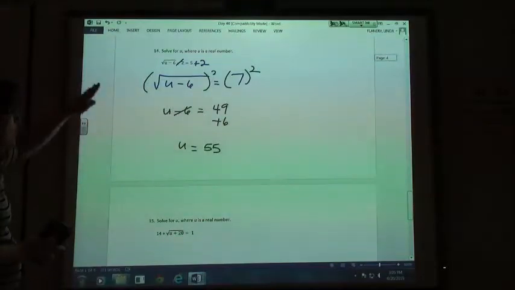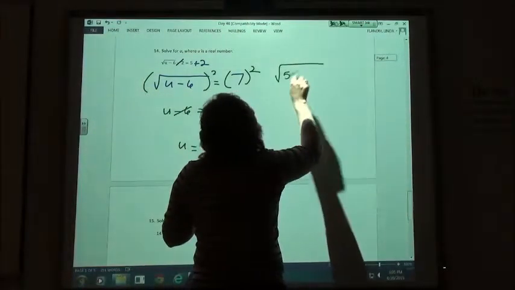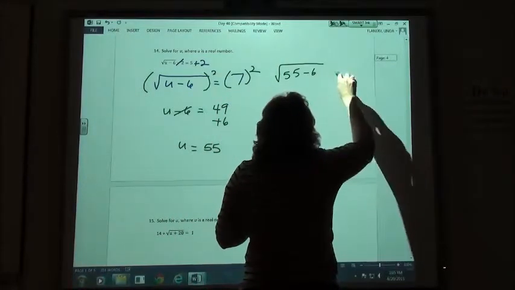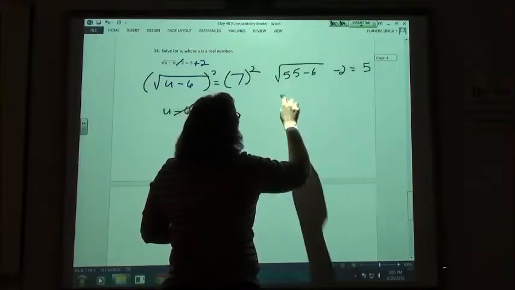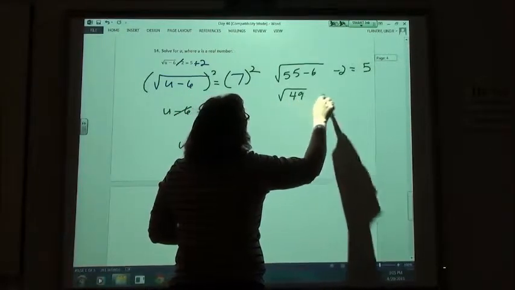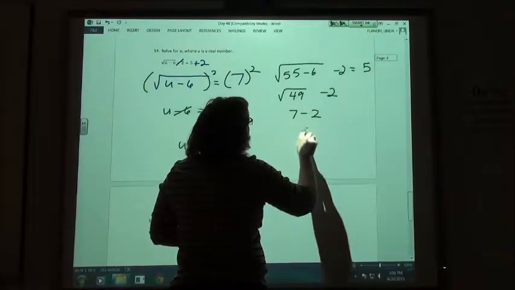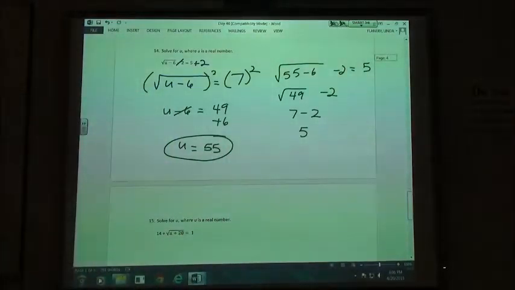Again, I want to check my answer. 55 minus 6, square root of 55 minus 6, minus 2, does that equal 5? Well, 55 minus 6 gives me the square root of 49. The square root of 49 is 7. 7 minus 2 is 5. Yep, that checks out. So that is a good answer.